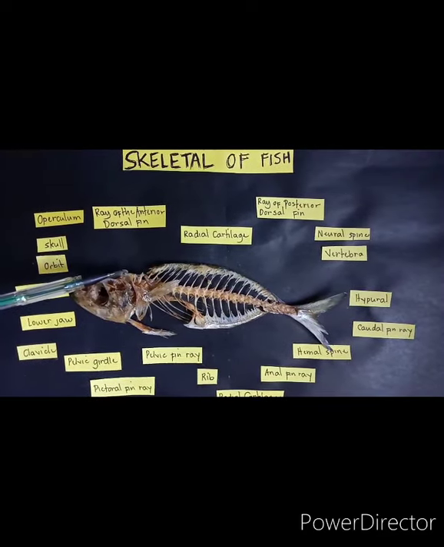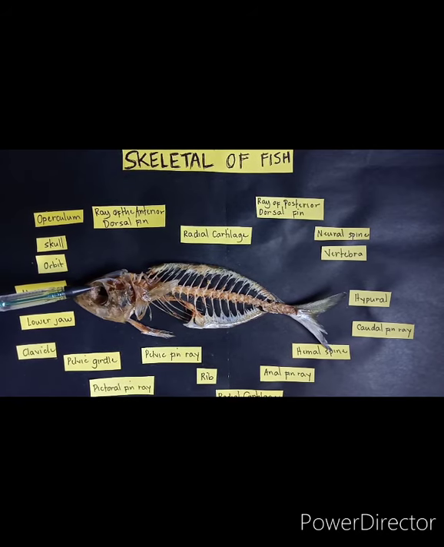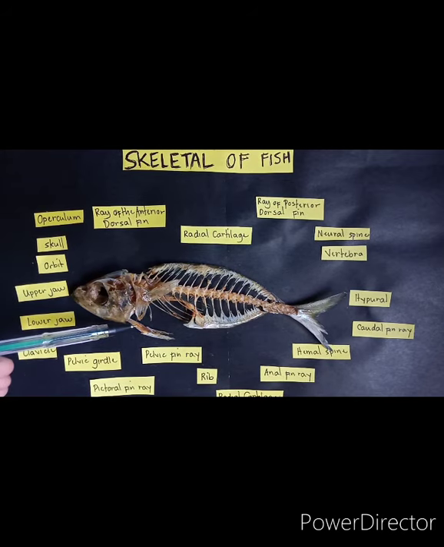Skull, bony cage of the brain of fish. Orbit, cavity contains the eye. Upper jaw, upper part of the mouth. Lower jaw, mandible, lower part of the mouth. Clavicle, shoulder bones. Pelvic girdle, set of bones forming the pelvis.